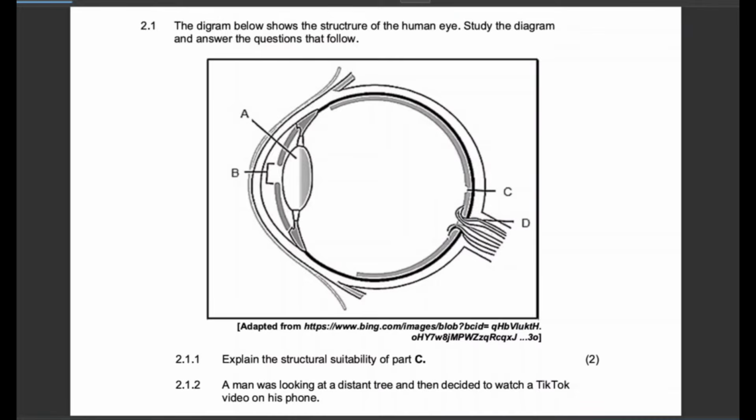We are given an eye diagram, so let's break it down. The diagram below shows the structure of the human eye. Study the diagram and answer the questions that follow. So straightforward, this is a human eye diagram. We are given about 4 labels, so they'll probably ask us about these given labels.